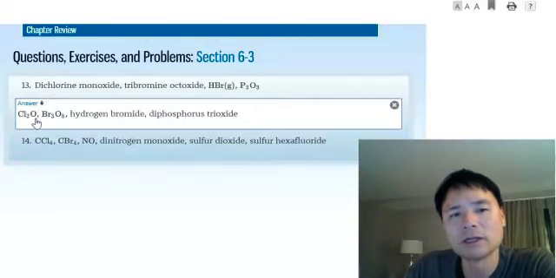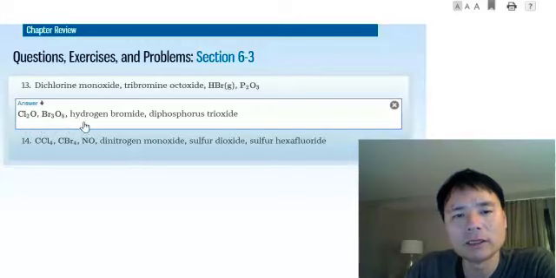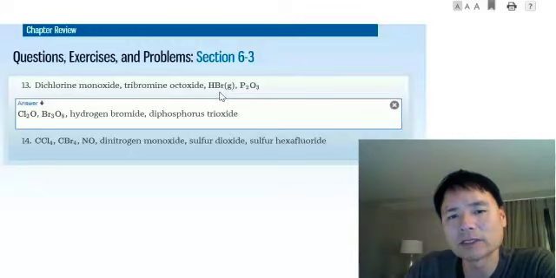So let's check our answers. Cl2O, Br3O8, hydrogen bromide, and diphosphorus trioxide. Again, if the HBr were aq, I would have called this hydrobromic acid, but since the HBr is gas, we'll call it hydrogen bromide.